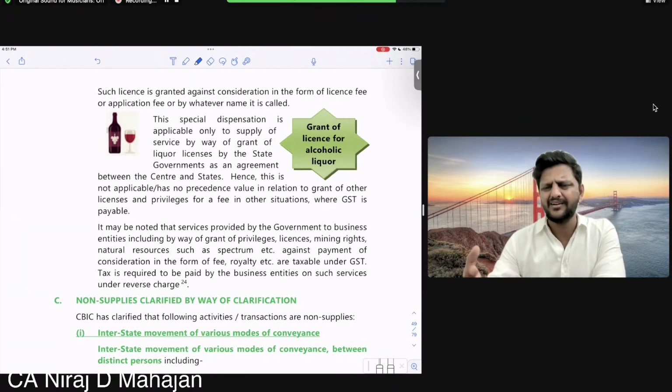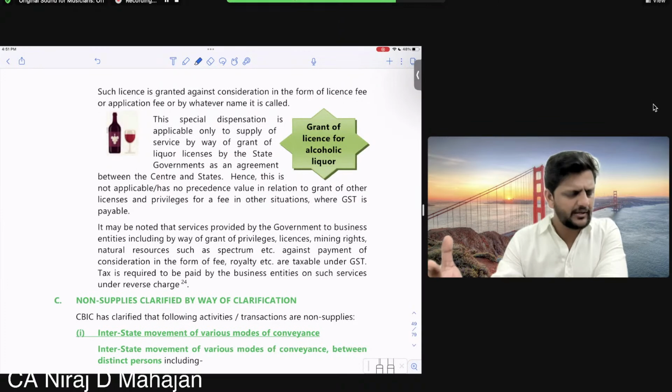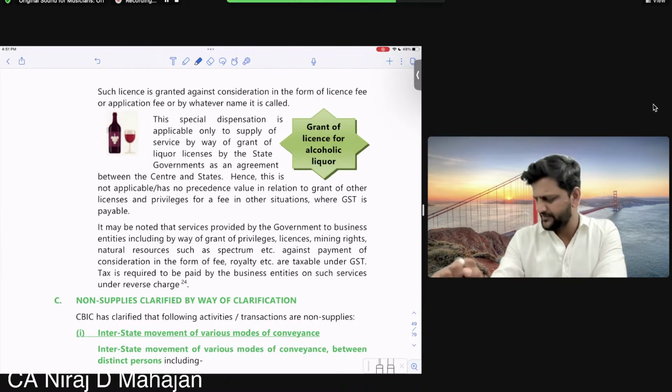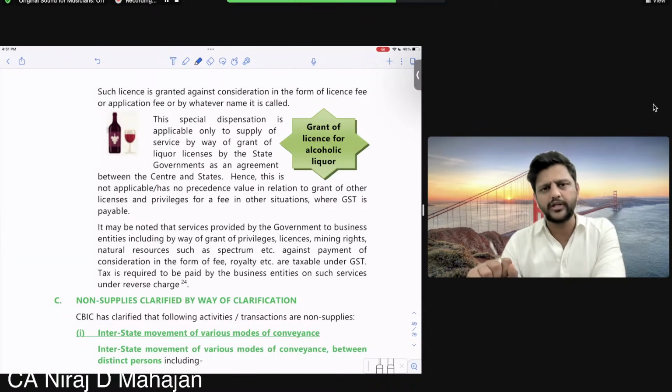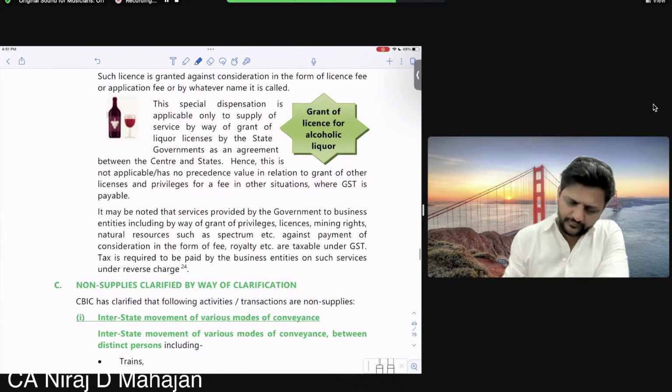What other licenses? Chemist license. Then what else can we have? Crackers, firecrackers you want to keep, ammunition you want to keep, you will have to take a license. On that fee, GST may be applicable. This is because of an agreement between the state and the center.